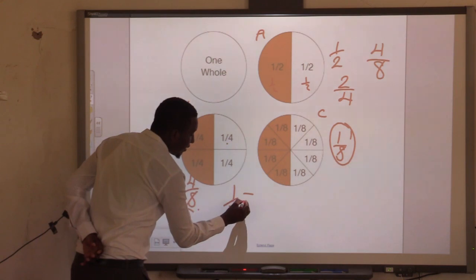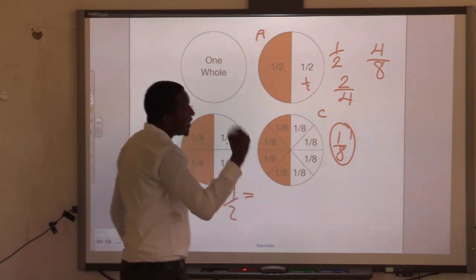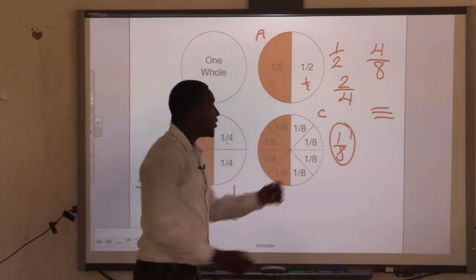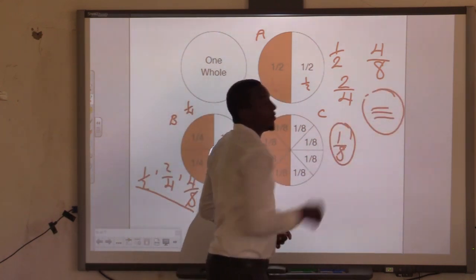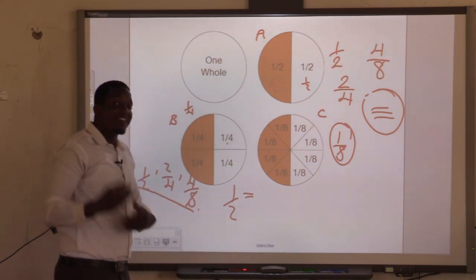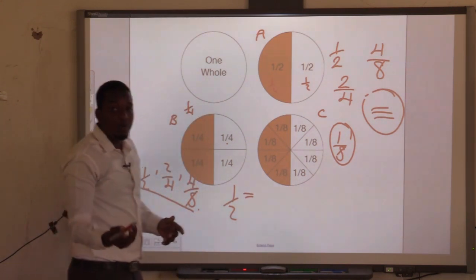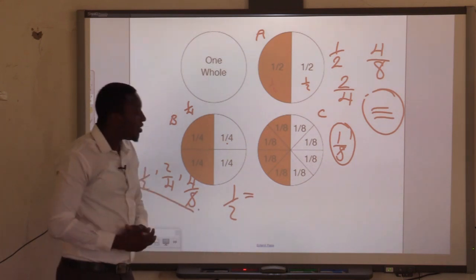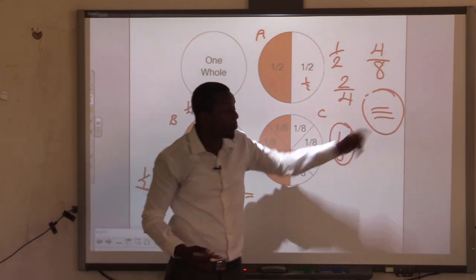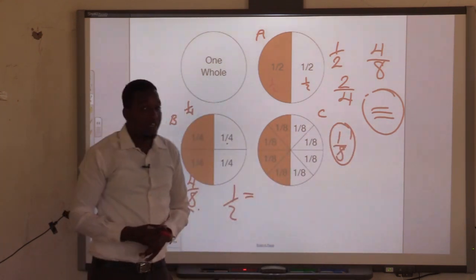This is equivalent. And again, there is a symbol for equivalent, but normally we use it at a higher level. So at this level, we are going to use the equal to sign as equivalent, as you'll find it in many books, where the equal to sign is used as equivalent. So if you go to a higher level, don't be surprised to see this other symbol that shows equivalent.